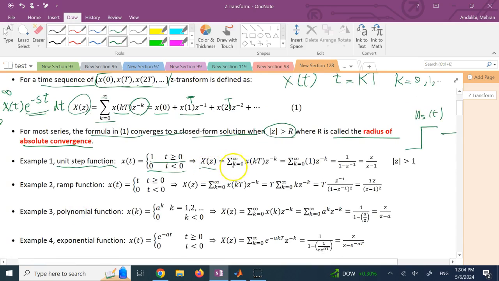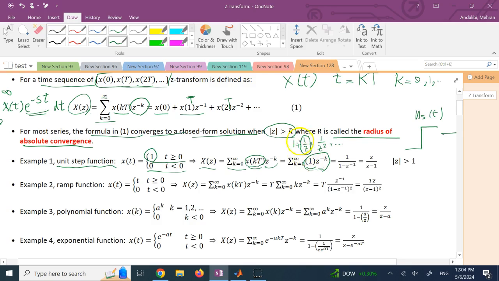So x of z is equal to summation k goes from 0 to infinity of x of kt, z to the negative k. Now x at any kt where k is bigger than or equal 0, this entire thing is just going to be 1 times z to the negative k. So this is simply what? Summation of z to the negative k, k from 0 to infinity. So it's like basically 1 plus 1 over z plus 1 over z squared all the way. And clearly, as you know, this is a geometric progression where the terms are all multiplied by 1 over z.